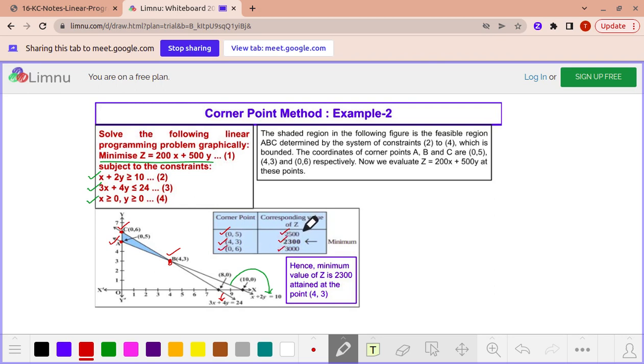Now among all these 3 values 2500, 2300 and 3000, we get the minimum value is 2300. So that is the minimum value of the objective function z. So we get the minimum value of z is 2300 attained at the point 4, 3. That means when x equal to 4, y equal to 3, we find the minimum value of the objective function, and the value is 2300. I hope it is clear.